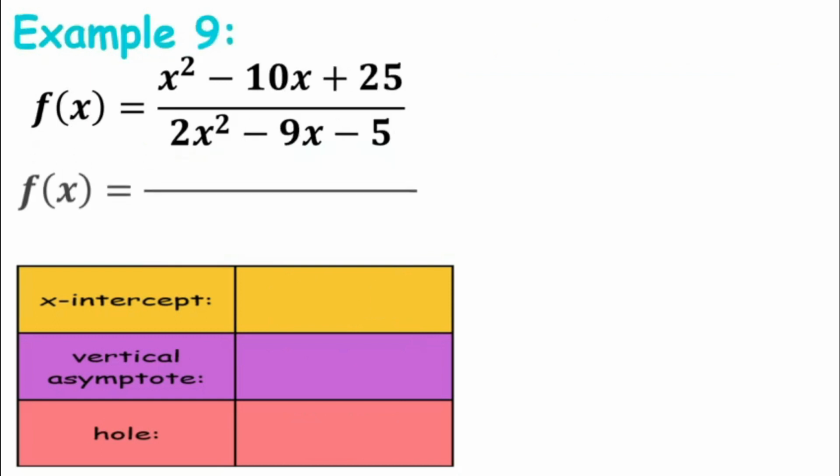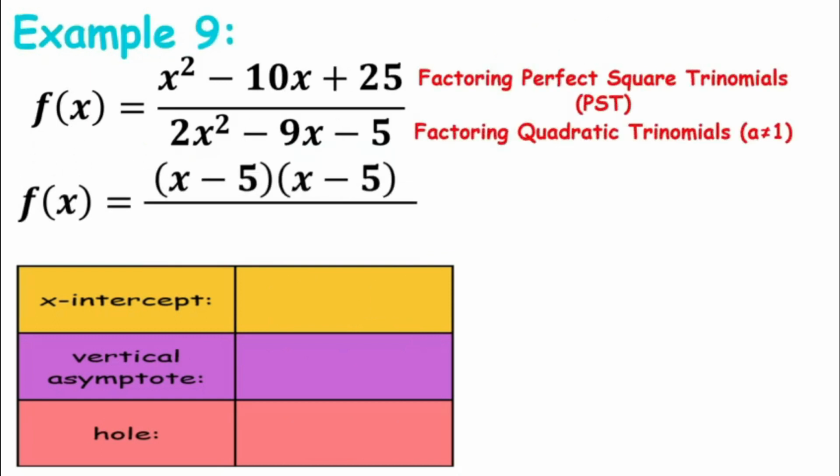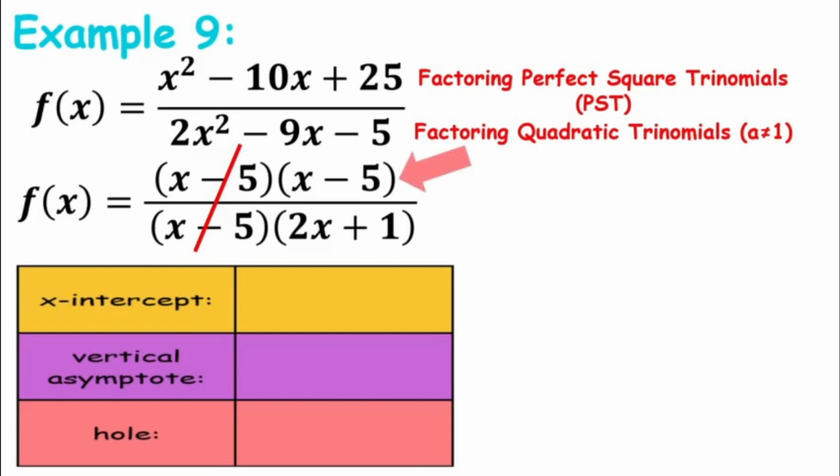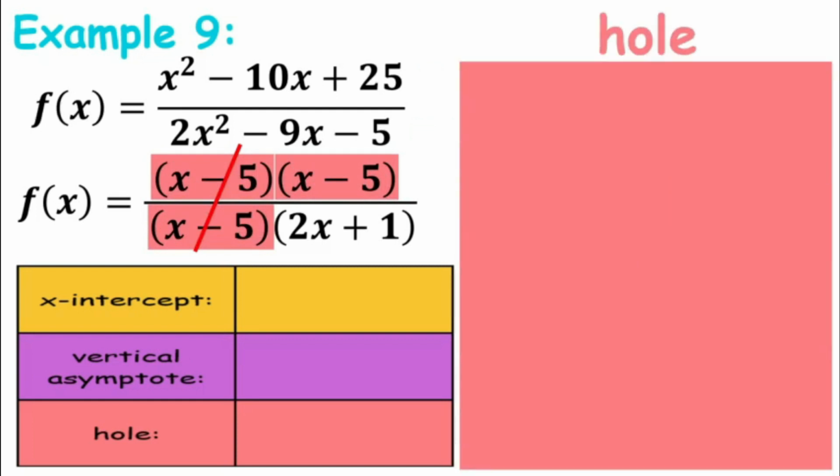Example 9. The factored form of the numerator is x minus 5 times x minus 5, and the factored form of the denominator is x minus 5 times 2x plus 1. The cancelled factor is x minus 5. Notice that the cancelled factor is still present in the numerator. Since the cancelled factor is identical to the remaining factor of the numerator, x minus 5 will give the hole. Let's solve for the hole first.